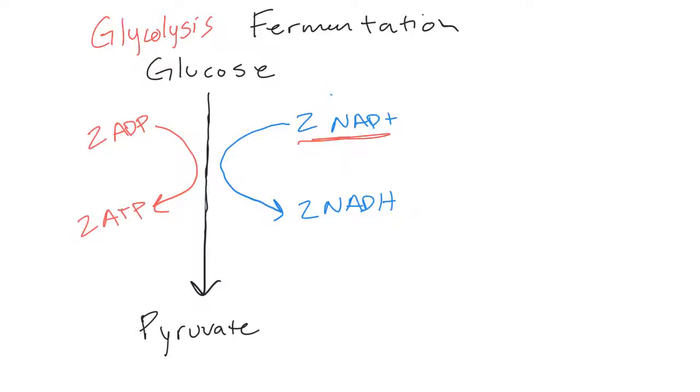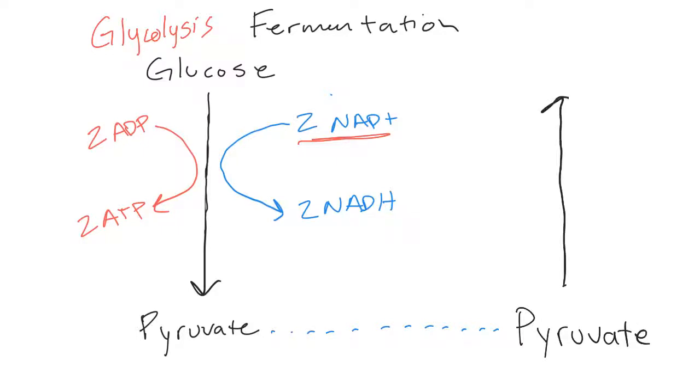So, fermentation then takes pyruvate and in a few steps converts it into ethanol or lactic acid. It's one or the other, and there's actually different types of fermentation as well, but these are the two main ones. Humans, you and I, we use lactic acid fermentation.